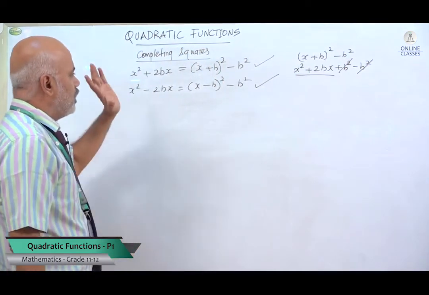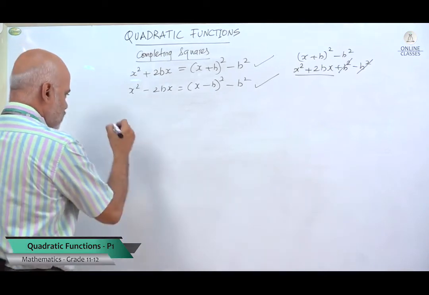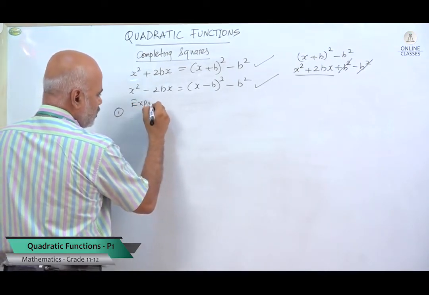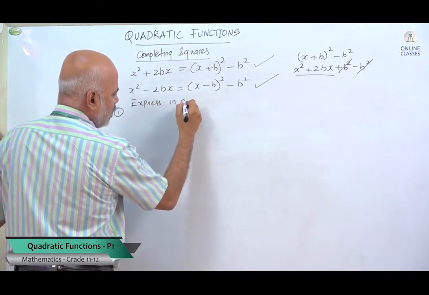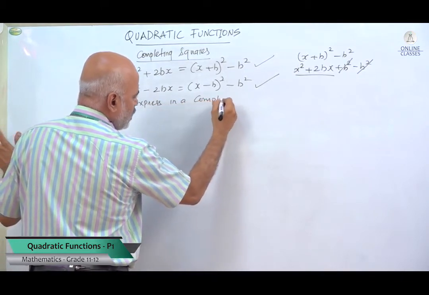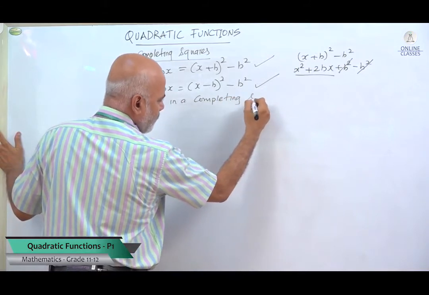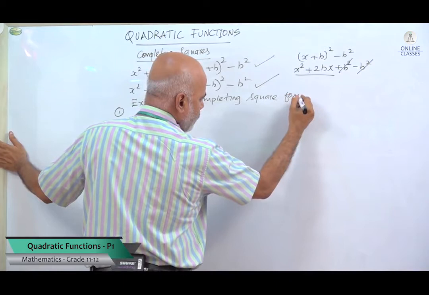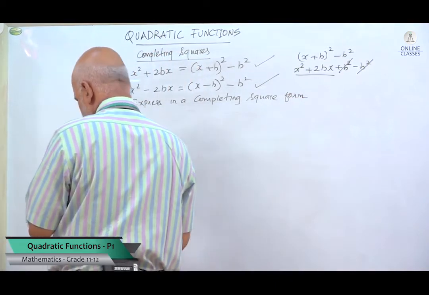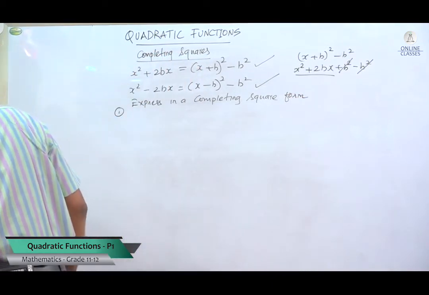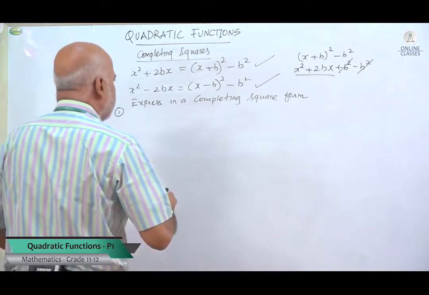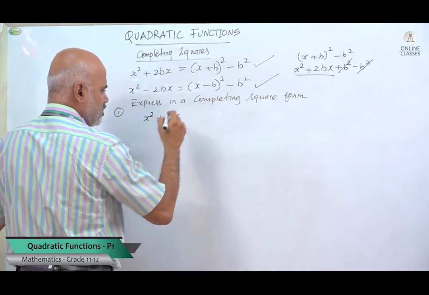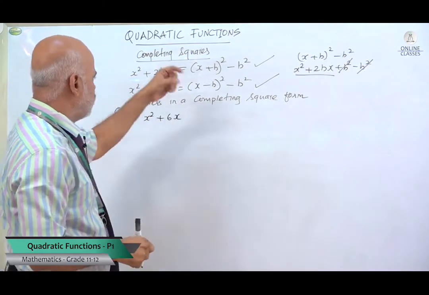So how do I work out these questions? Number one, the heading I could say: express in a completing square form. So let's take up a simple example, x square plus 6x. I would like to express it in this format.